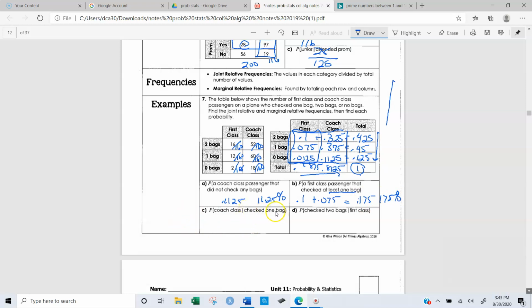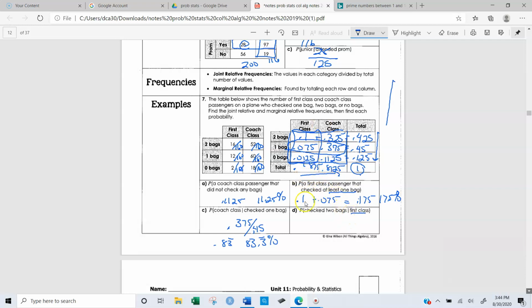Checked 1 bag. So we're given that they checked 1 bag, so we're on this section right here. And I want to know that they're coach class, so that's just 0.375 out of my total of checked 1 bag, which was 0.45. Type that in your calculator. Should have got 0.83 repeating, or 83.3 or 1/3%.